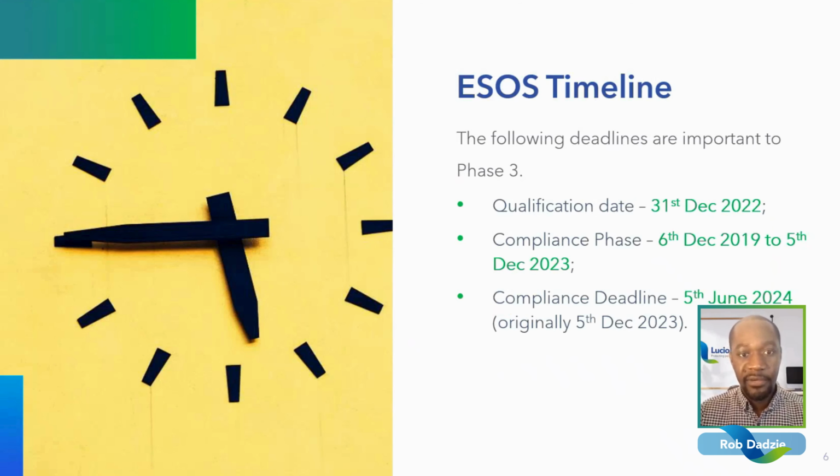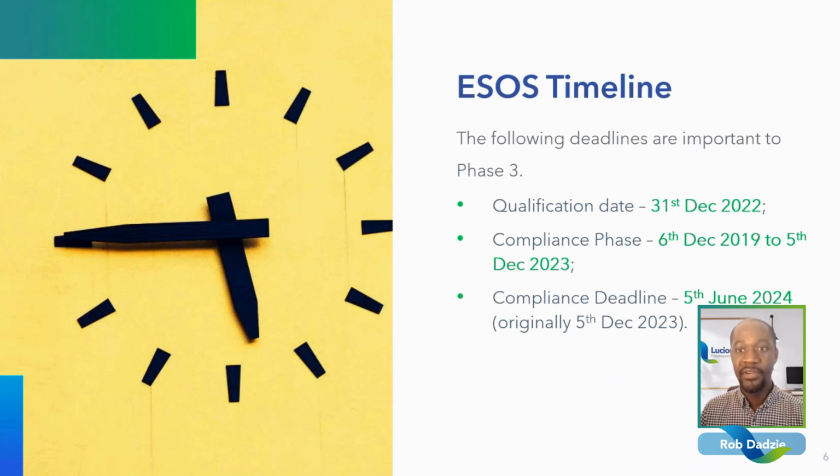A few key dates to be aware of. The qualification date is 31st of December 2022. That's a really important one to hold on to. The compliance phase is on a 4-year cycle. So from the end of phase 2, the 6th of December 2019, to the 5th of December 2023. The compliance deadline, as I said, is extended from the 5th of December 2023 to the 5th of June 2024.